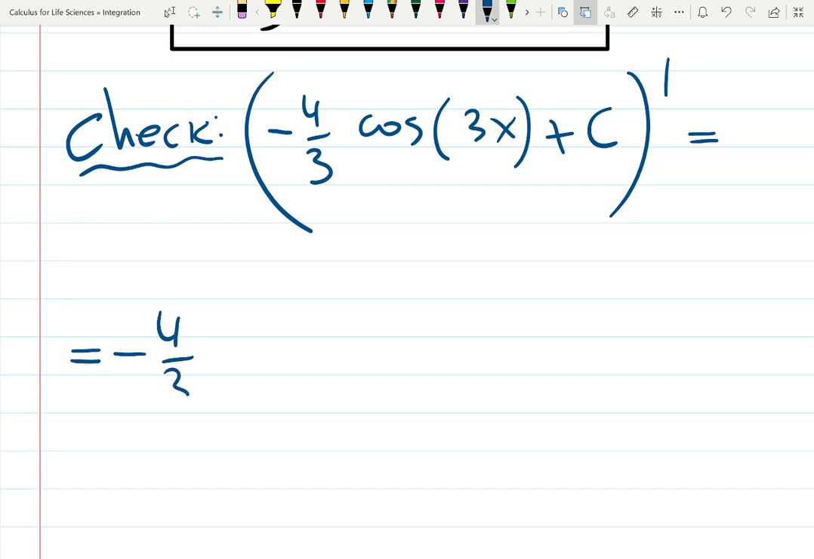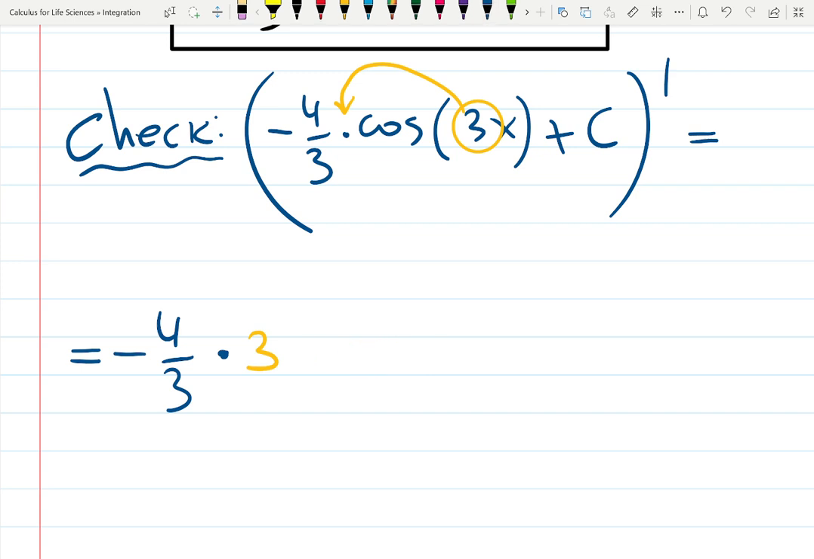Minus 4/3 times, how would you differentiate that? We did it on exam 2 and 1, yes? 3 comes out, right? This 3 comes out, why? Because of the chain rule. Chain rule, your favorite rule. Chain rule says copy the function.